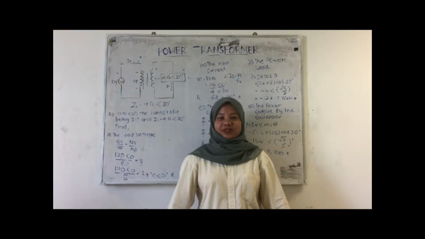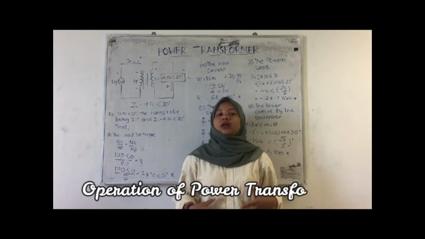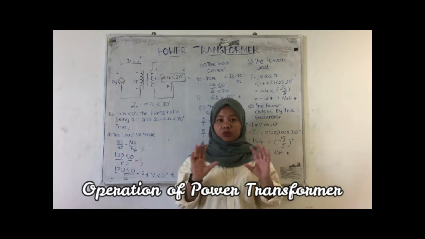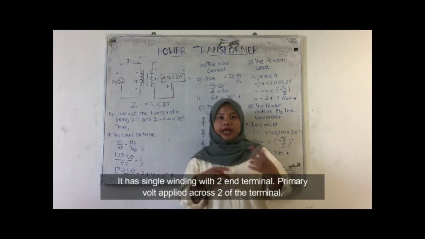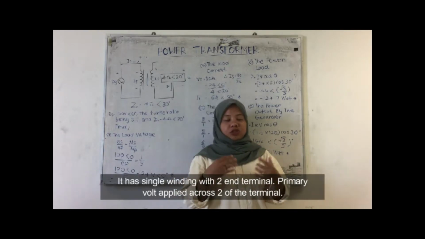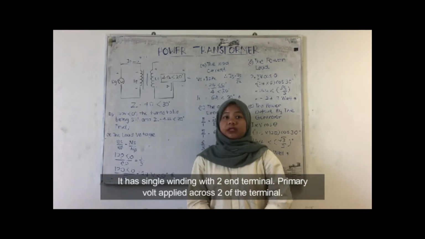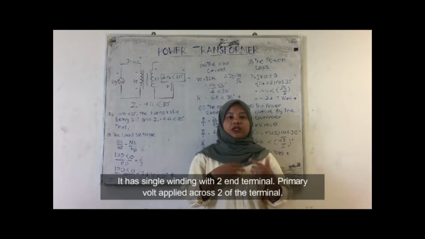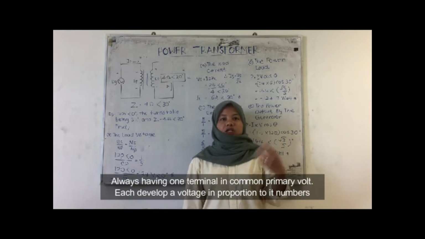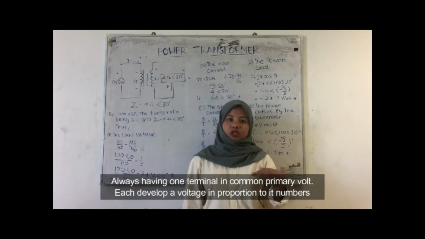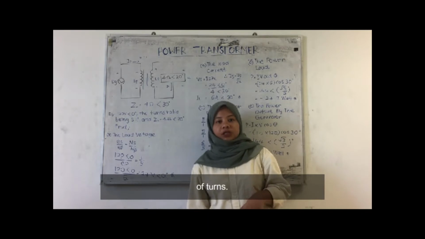Bismillahirrahmanirrahim. My name is Shaira bin Zamri. I will explain about the operation of power transformer, which is auto transformer and leakage transformer. It has a single winding with 2 end terminals. Primary will apply across 2 of the terminals, always having 1 terminal in common. Primary volt each develop a voltage in proportion to its number of turns.